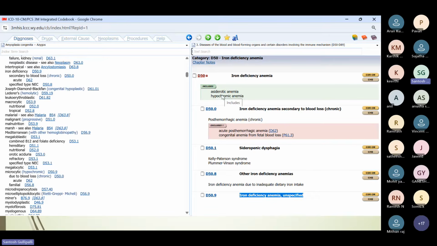Synonyms means alternate words. Okay, అంటే మనకి ఐరన్ డెఫిషియన్సీ ఎనీమియా అన్న D50.9, హైపోక్రోమిక్ ఎనీమియా అన్న D50.9, ఎసిడోటిక్ ఎనీమియా అన్న కూడా సేమ్ కోడ్ వస్తుందని దాని మీన్. Okay, like I will show you.